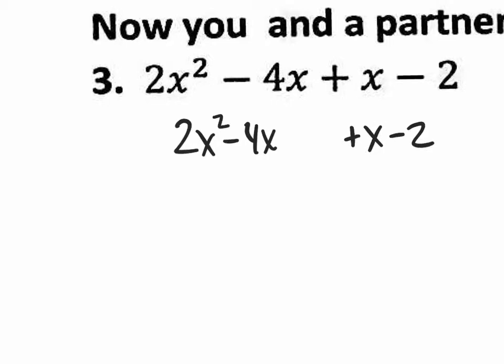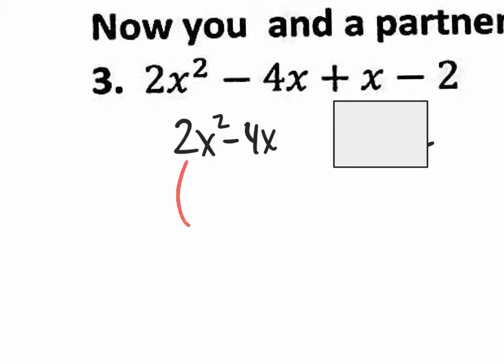Step 2, factor something out of the first group. In other words, I'm ignoring the second part right now. I'm just going to look at those two terms and think, what could I pull out of both terms? A 2x. And if I pull out a 2x, 2x times what gets me a 2x squared? That's just an x. And then how about 2x times what gets me a negative 4x? That's a minus 2, right? I hope everybody gets that. So now you factored from the first group.